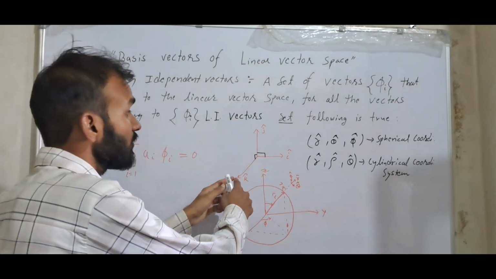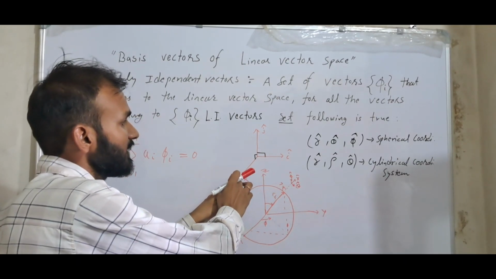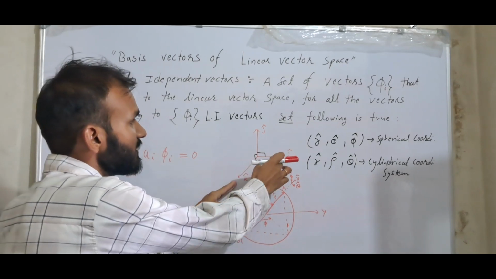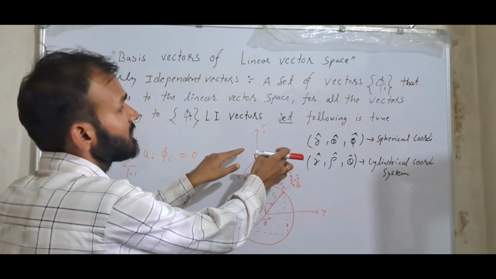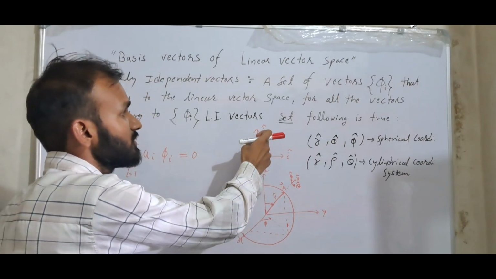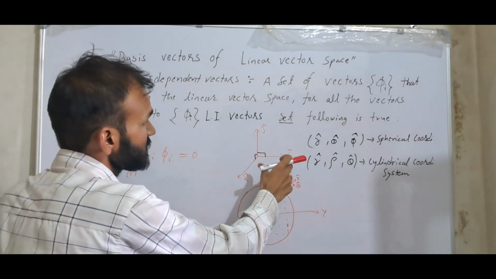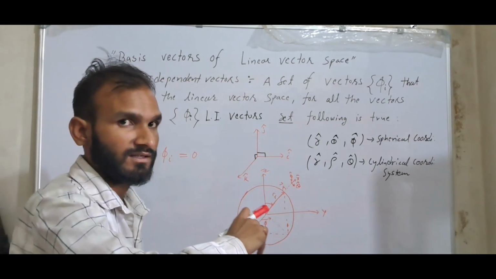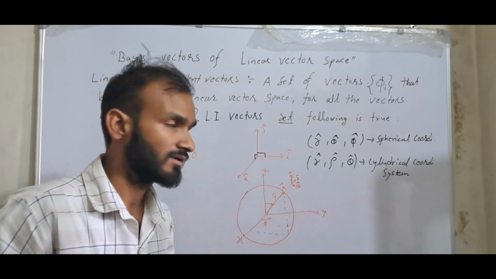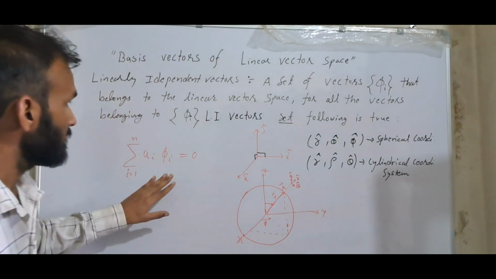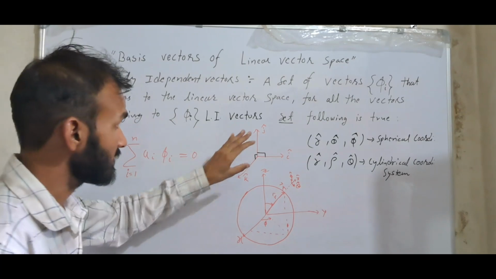So there is no component of k vector that comes here, right? There is no component of i vector that comes here, or puts a shadow on this vector. So we cannot write i vector in terms of j and k vector. We cannot write k vector in terms of i and j vector. So basically there exists no such a_i for all these three vectors.